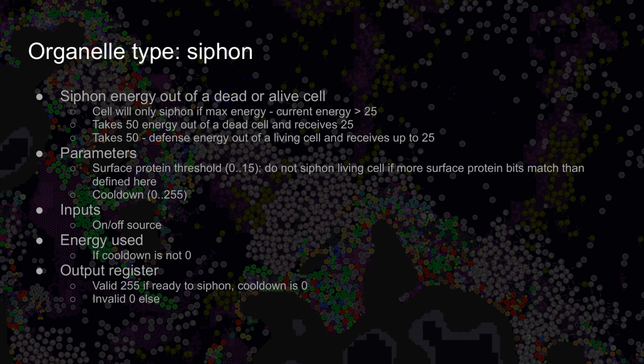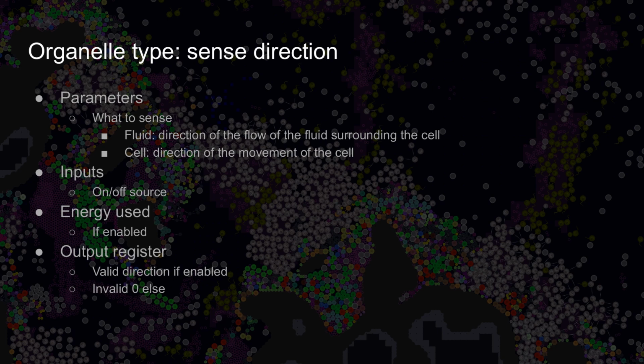The next type of organelle is sense direction, the first sense type. It has one parameter, whether it is sensing the fluid movement direction surrounding the cell or the cell itself. The input enables or disables sensing. It takes energy when the organelle is enabled. Its output is a valid direction when enabled and invalid zero else.